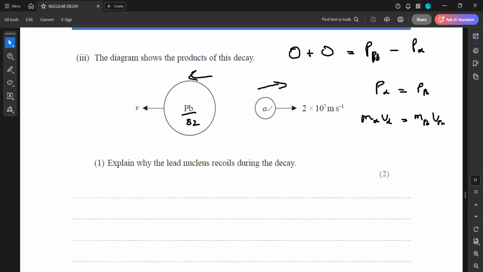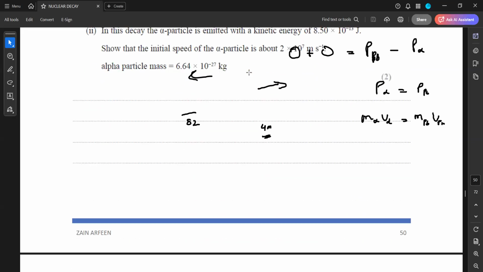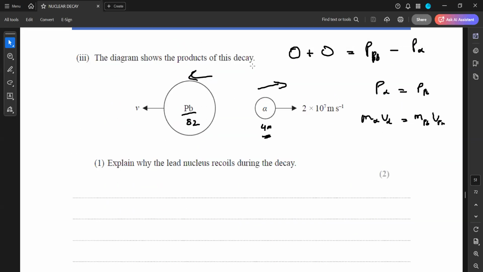If you compare, look, the alpha particle has 4 nucleons, so 4 times the mass number. And what about lead? Atomic number is 82. What about the mass number? 206. So if one nucleon has a mass m, then the alpha particle with 4 nucleons will have mass 4m, and lead, which is 206, will have 206m.